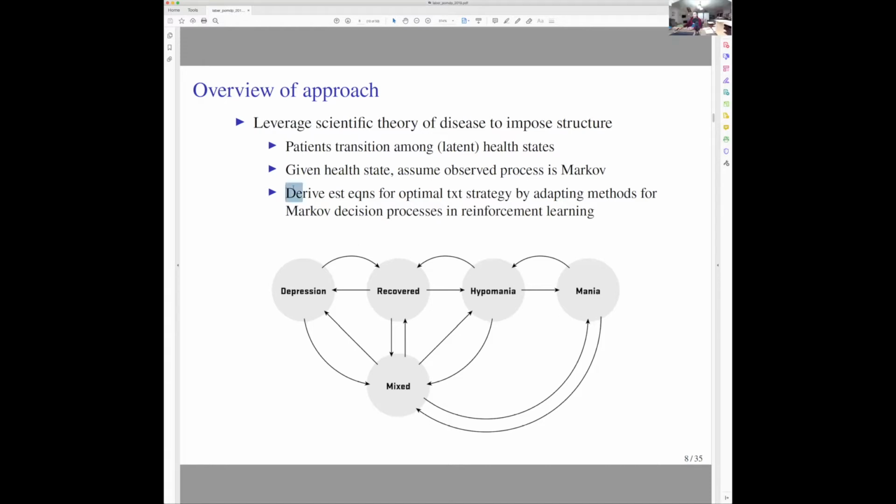And then it will just be a matter of deriving estimating equations for the optimal treatment strategy by adapting known methods for Markov decision processes, which are ubiquitous in reinforcement learning.